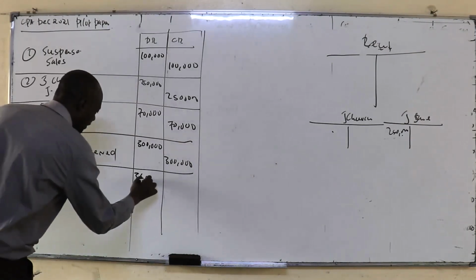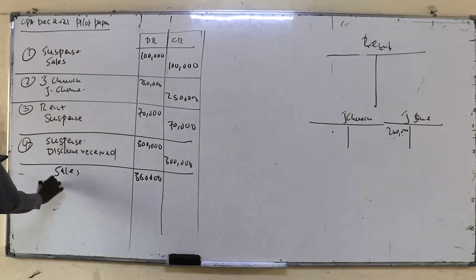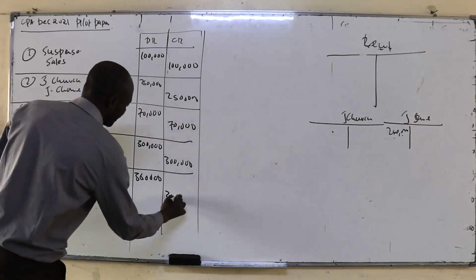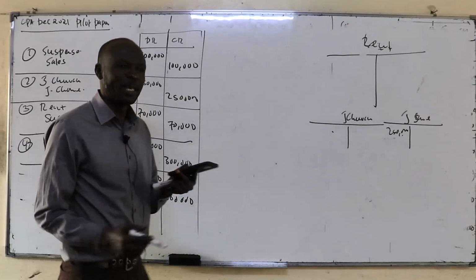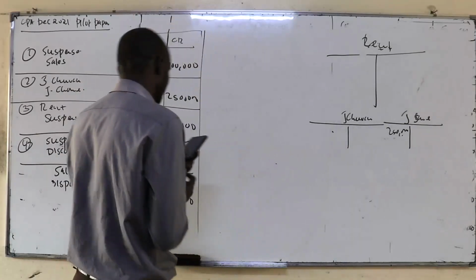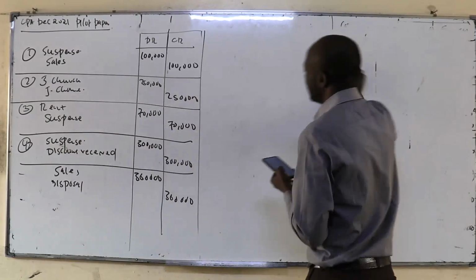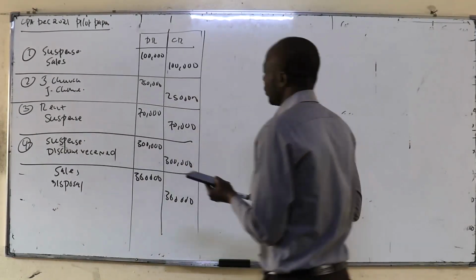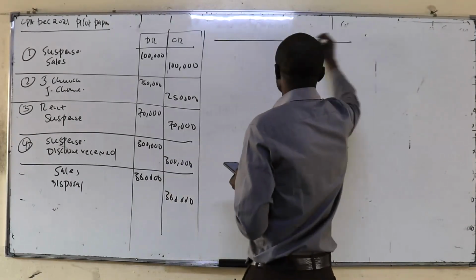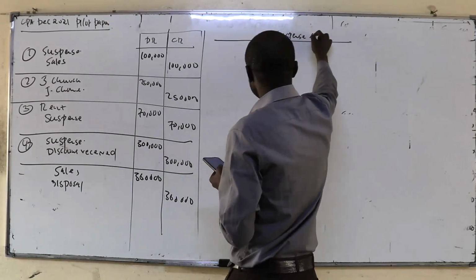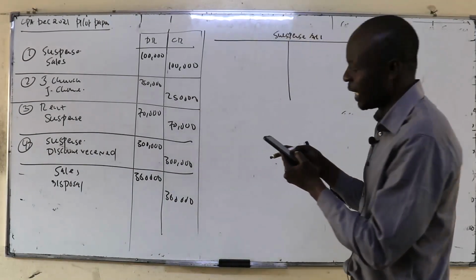360, and we credit disposals, ndio? Ngapi? 360. Tumemaliza hiyo. Alafu wamesema tufanye nini? Tutengeneze suspense account. So unakuja hapo unaandika hapa suspense account. So suspense account unaanza na ile balance.